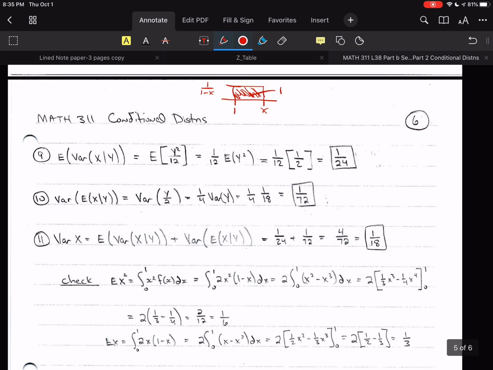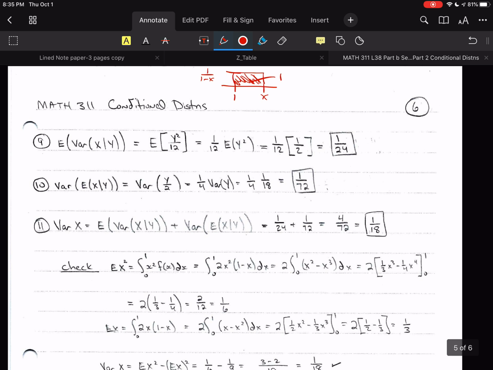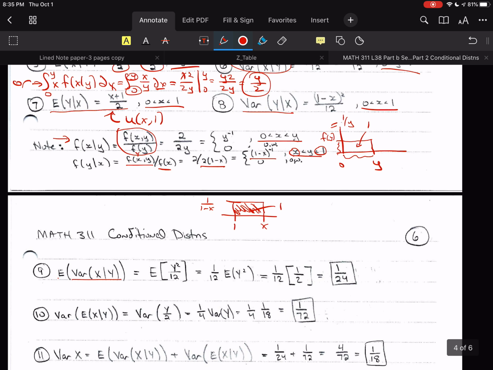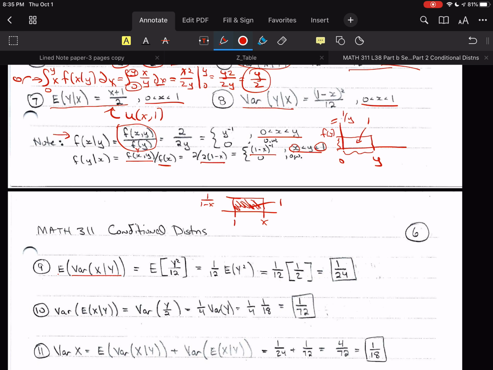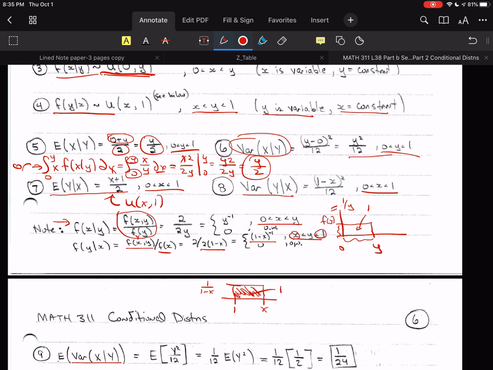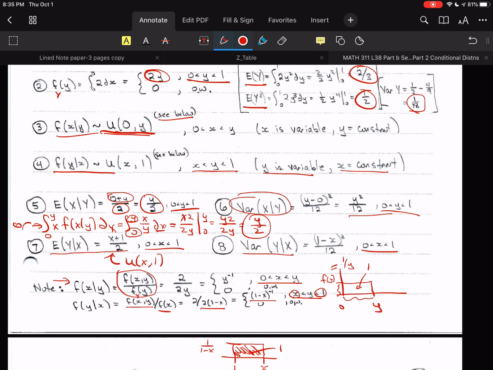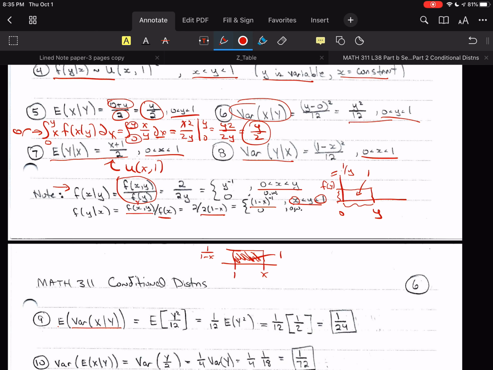Now, we want to find the expected value of the variance of x given y. And so this is the expected value, and we've already found the variance of x given y. We already found that up here, and that was y squared over 12. So that's E of y squared over 12. And that is going to be 1/12 E of y squared. And we figured out E of y squared was 1/2. And so that's 1/12 times 1/2, which is 1/24.